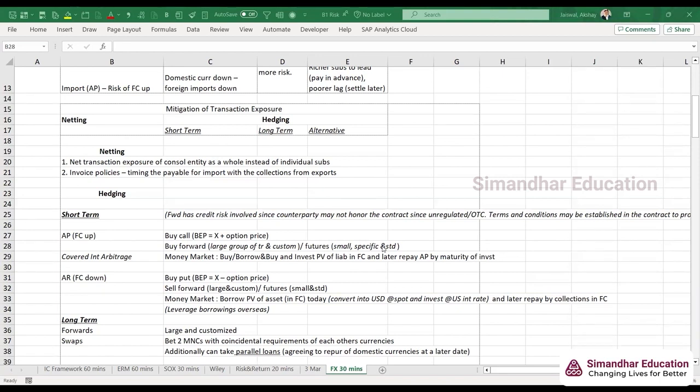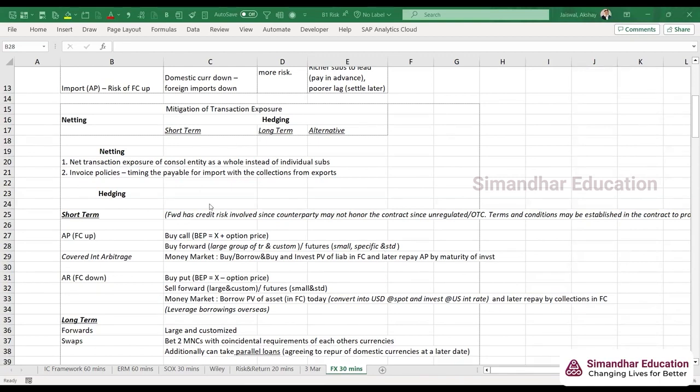But then the question comes, why will the bank do that? Can you think of a reason why the bank will get into such a contract with me, that they will give me a predetermined rate? Very nice. Okay.